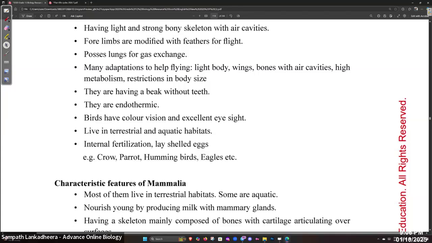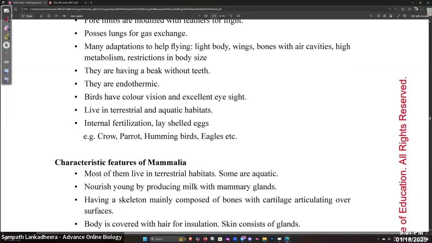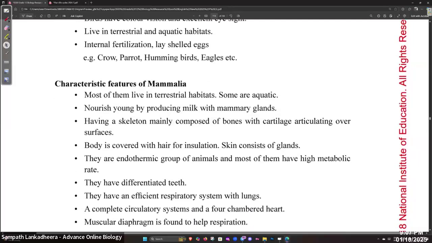You know, people, some large birds can't fly either. Ostrich and all, they cannot fly, and they are endothermic. Birds have color vision and excellent eyesight, and live in terrestrial and aquatic habitats. Internal fertilization, they lay eggs. Examples: crow, parrot, hummingbirds, eagles, etc.